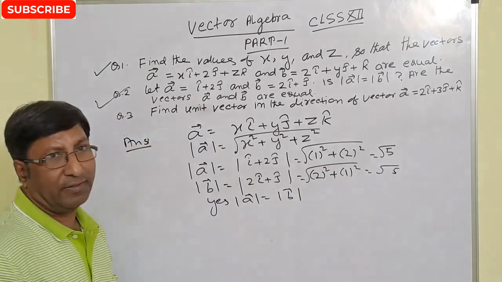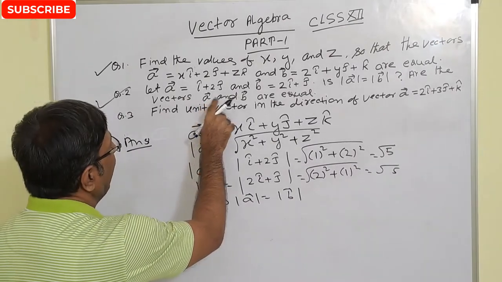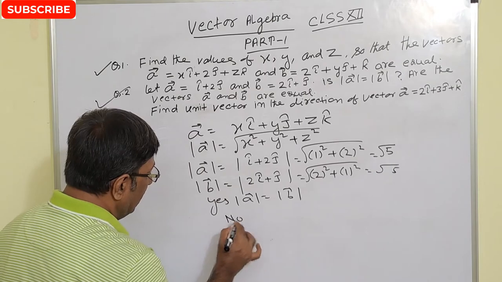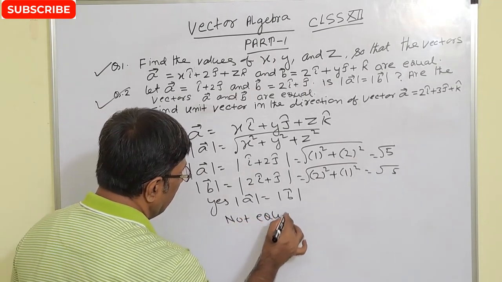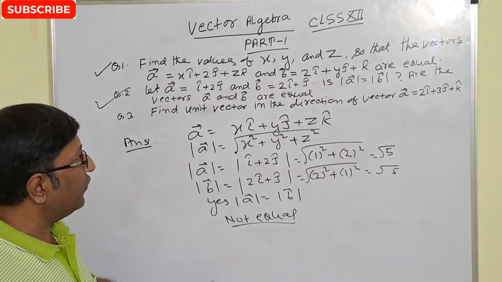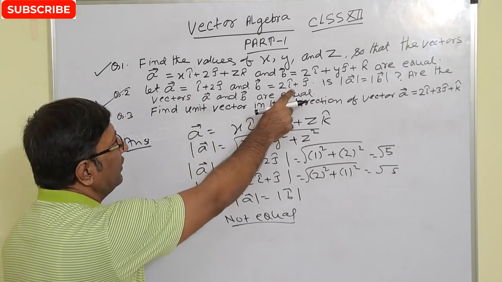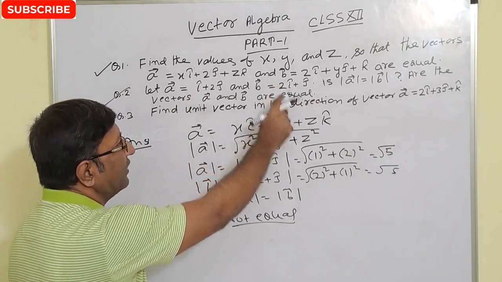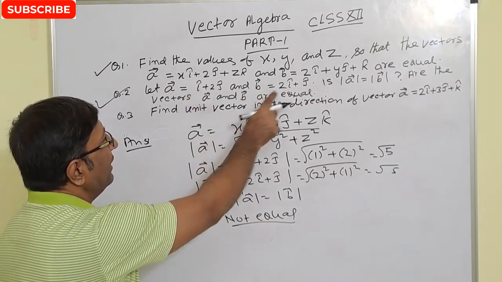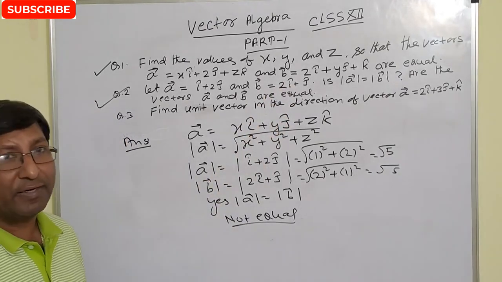Both are equal. So our answer is yes, magnitude of A vector equals magnitude of B vector. Now the second part is what? Are vector A and vector B equal? So no. Why? Not equal. Because two vectors will be equal if the coefficient of unit vector i of the first vector and coefficient of unit vector i of the second vector are equal. But here coefficient of unit vector i is 1, here coefficient of unit vector i is 2. So vector A does not equal vector B.